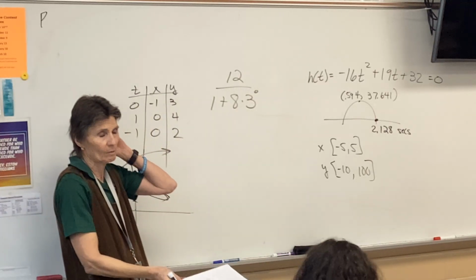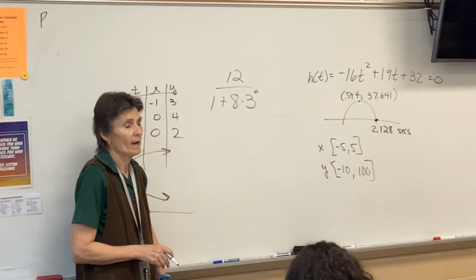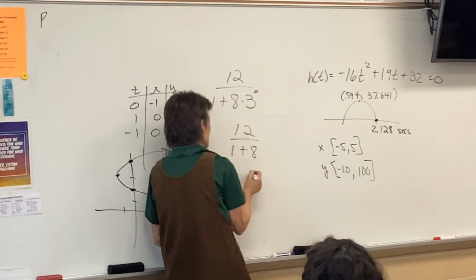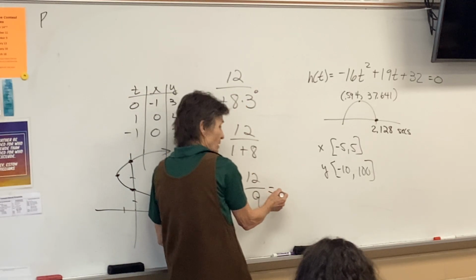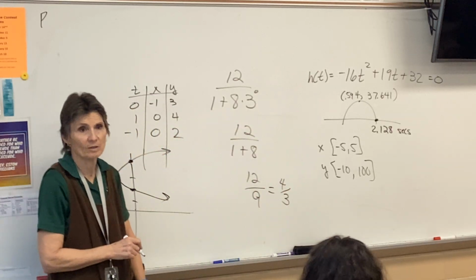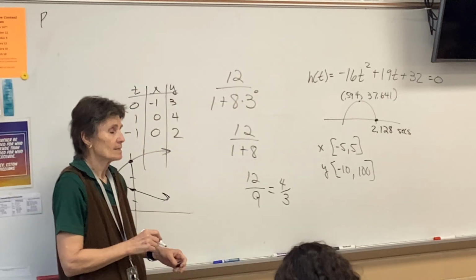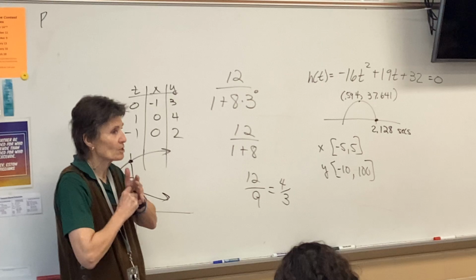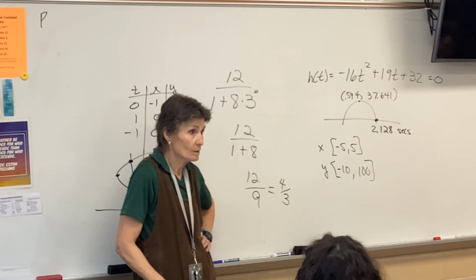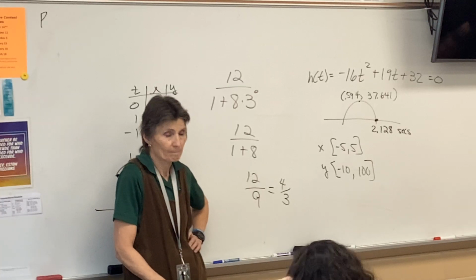We plug in 0. What is 3 to the 0? 1. Over 8. 12 over 1 plus 8. So 12 over 9. So your y-intercept is 4/3. It doesn't matter what your equation looks like, you're going to plug in 0 for x to find the y-intercept.